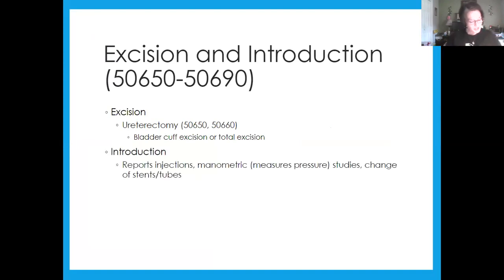Bladder cuff is the tissue that connects the ureter to the bladder. Excision of the bladder cuff is only coded if it is the only procedure performed. If it is performed in conjunction with another procedure, it is bundled in and not reported separately. Manometric studies are tests to measure kidney and ureter flow and pressure. So excisions are ureterectomy, 50650 and 50660. Bladder cuff excision or total excision. Introduction, report injections, manometric studies to measure pressure, change of stents/tubes.